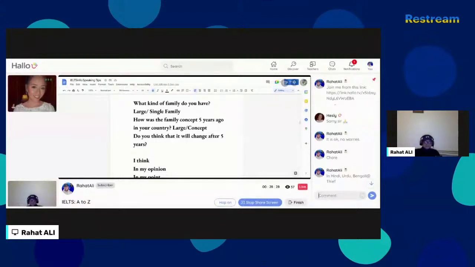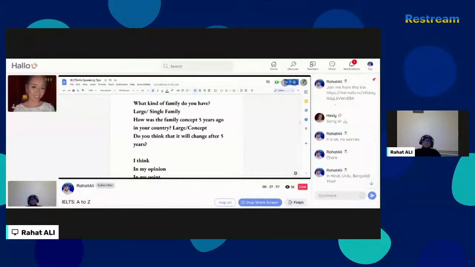Now I have my own family: me, my husband, and I have two children, and we live in our own family. I mean, we're a single family. That's great. But the concept about family 5 years ago, remember, 5 years ago, you must use "was."